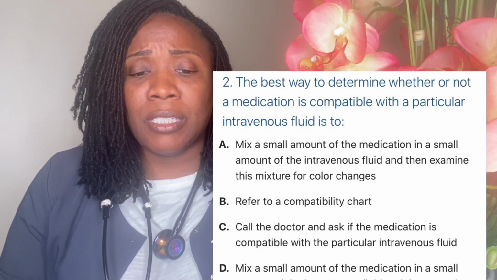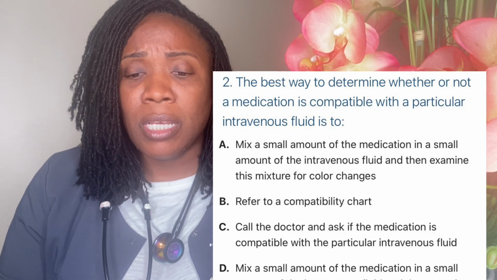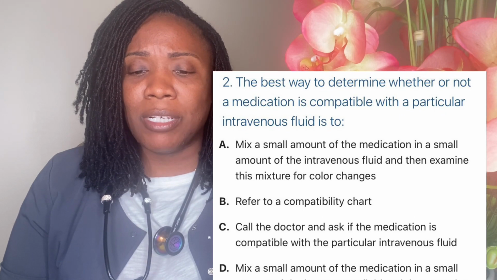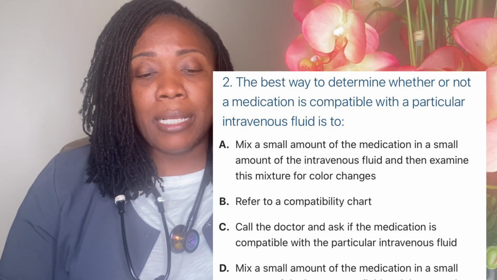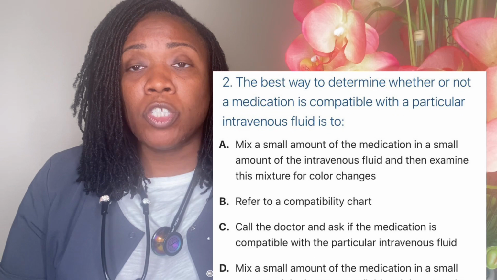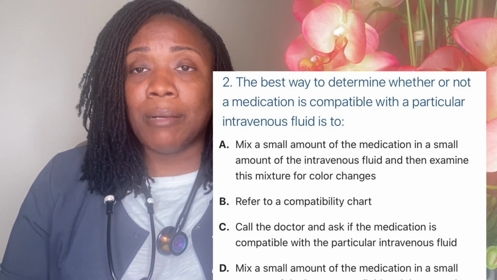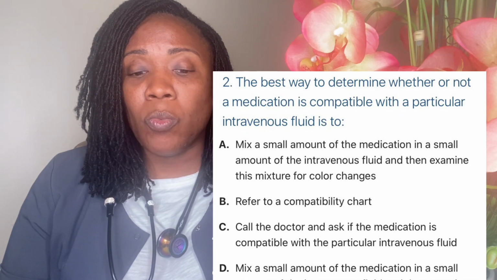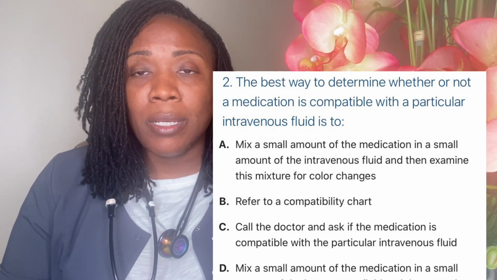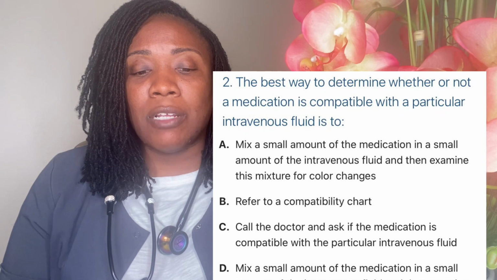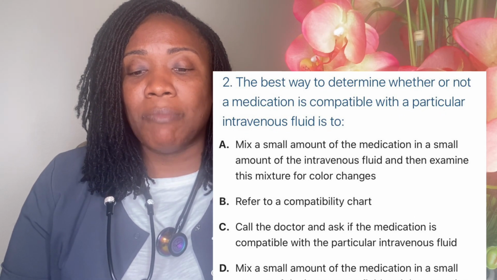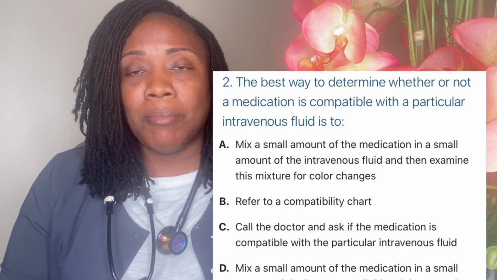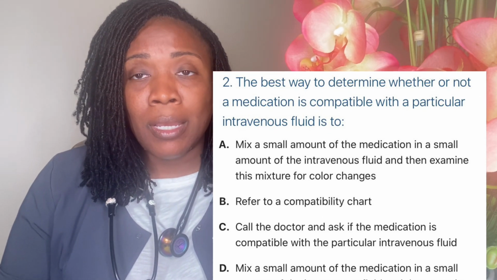The first option is to mix a small amount of medication in a small amount of intravenous fluid and then examine this mixture for color changes. The next option, B, is refer to a compatibility chart. The next option, C, is call the doctor and ask if the medication is compatible with the particular intravenous fluid. And D asks whether you should mix a small amount of medication in a small amount of intravenous fluid and then examine the mixture for any precipitates. Now let's look at this.